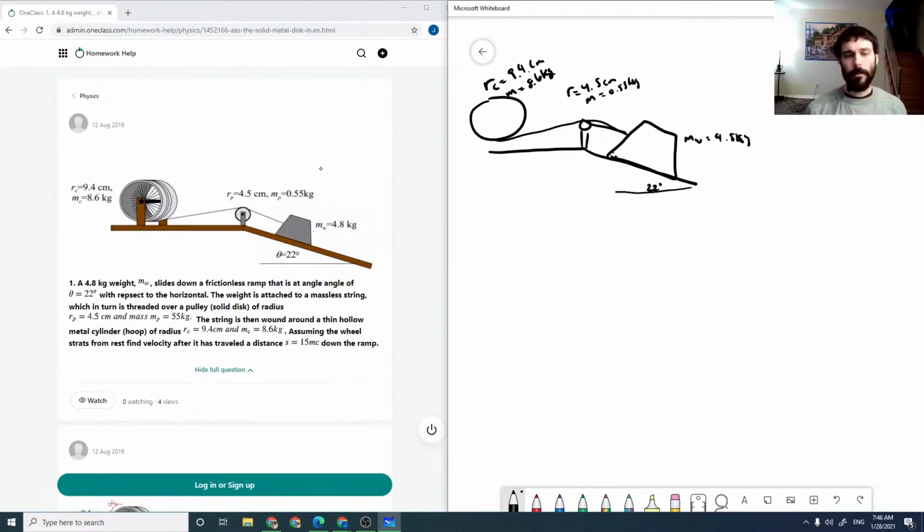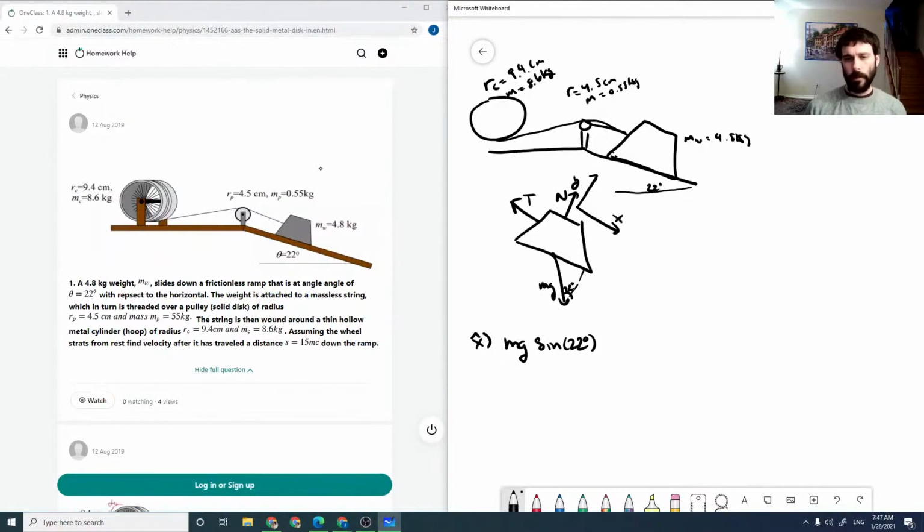So looking at the system, we've got a few free body diagrams to draw. Starting with our mass, setting this as our x and this as our y. There's no friction, so that's okay. We just need to worry about our mg, and that's going to be at 22 degrees. Just looking at our x direction here, we've got mg sine of 22 minus our tension is equal to our ma.